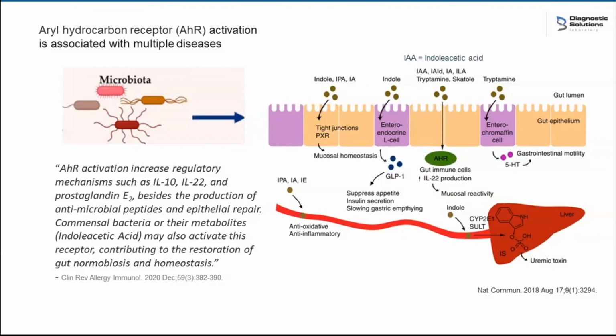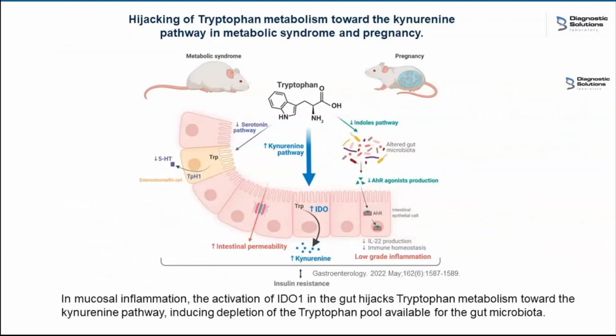So AHR is activated or deactivated by a number of endogenous and exogenous compounds. So commensal bacteria or their metabolites, like indoleacetic acid, can activate the receptor, contributing to the restoration of gut normobiosis and homeostasis. Lactobacillus reuteri, Lactobacillus bulgaricus, indoleacetic acid, and kynurenine can all regulate that inflammation with AHR activation. There's also AHR activation binding with natural compounds, like polyphenols and flavonoids. So it's got a lot going on that tryptophan is a big player in.